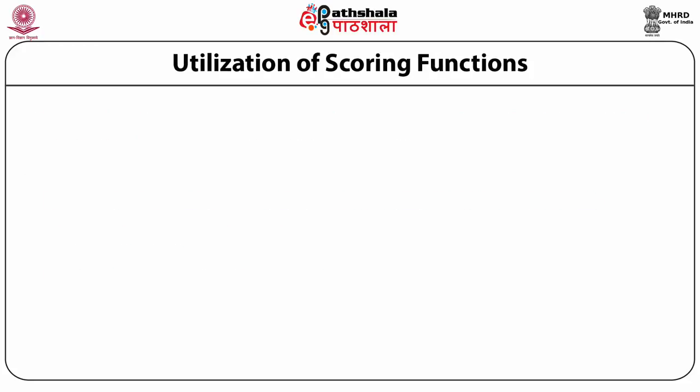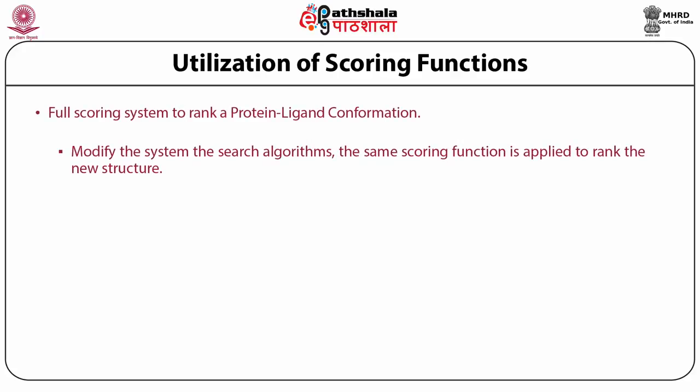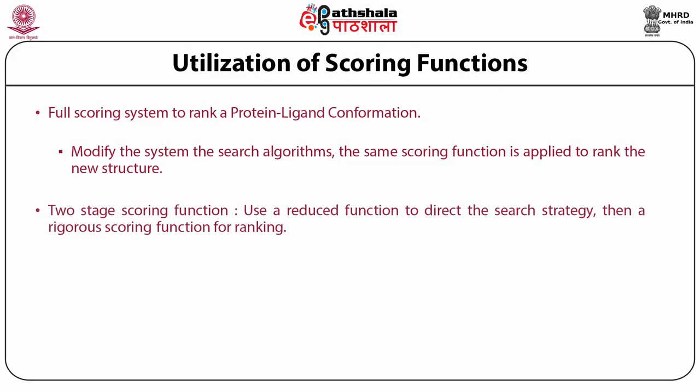Here, I am describing the two utilities. One is the full scoring system, as I described earlier, which is protein ligand conformation finding. Second is a reduced function, which is used for very quickly ranking the systems. Hence, we should be looking into both features, and possibly the most common one which can serve both purposes would be better to use.